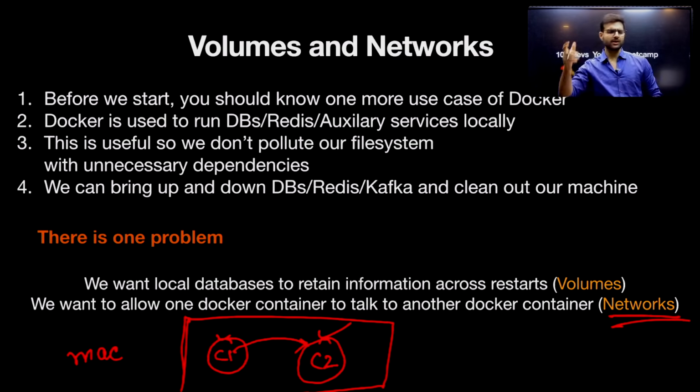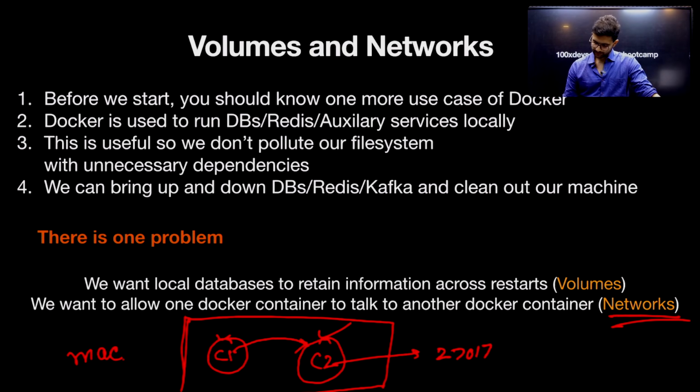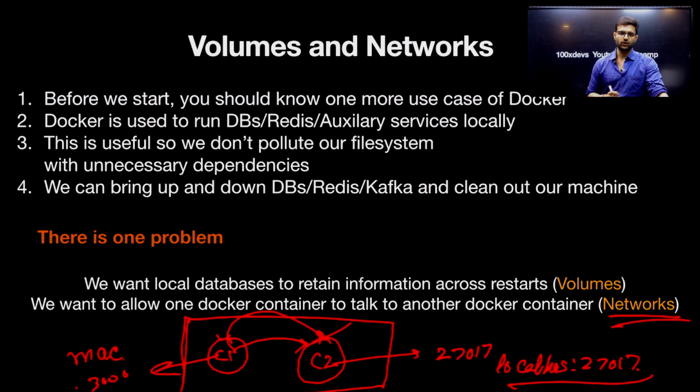You might feel intuitively, Harkirat, this we have exposed on 27017. This was running on :3000. Can't it just connect to this specific container by having localhost:27017 as the MongoDB URL? And the answer is no, it cannot. Why? We will see very soon. But this is why you need networks.